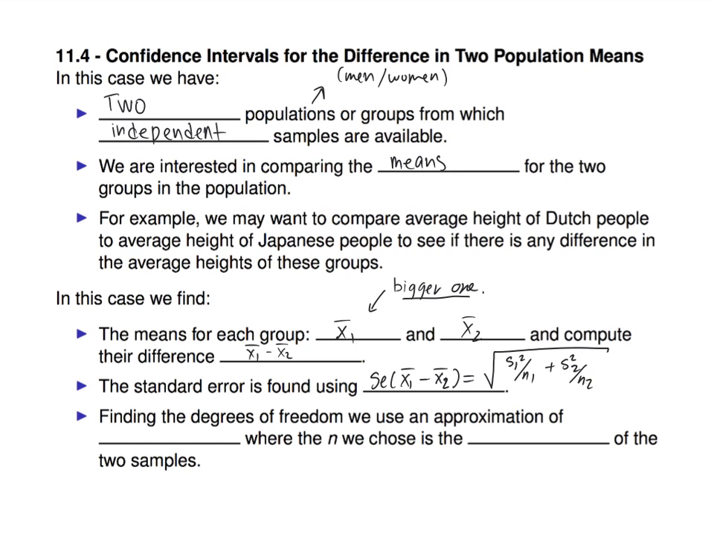Okay. Find the degrees of freedom. So we use an approximation of t star, where the n that we choose is the smaller of the two samples. Because there's no requirement that this sample size equals that sample size, and so just to be on the safe side, you choose the smaller n, and then that gives you kind of like a worst case scenario. Okay? Awesome.